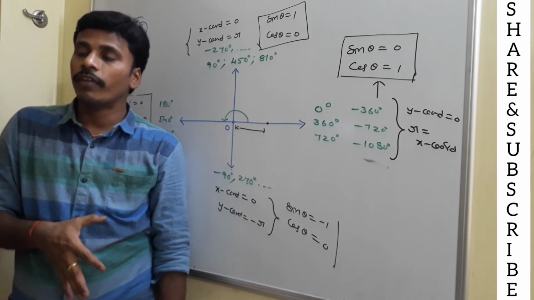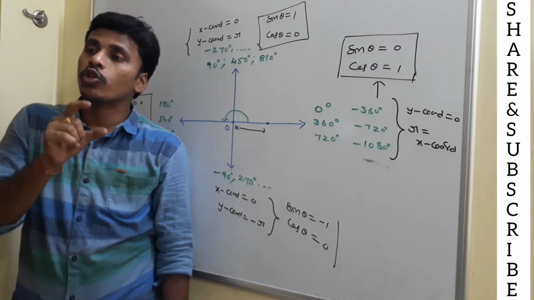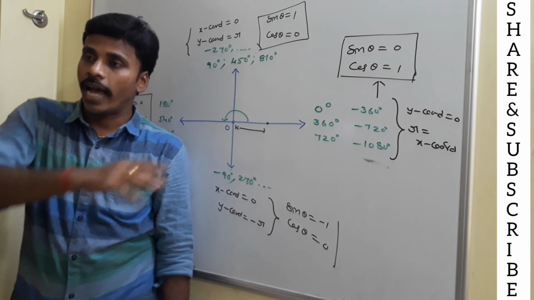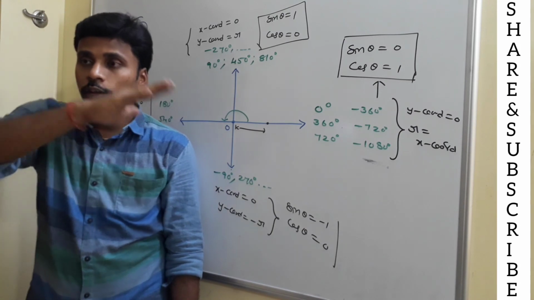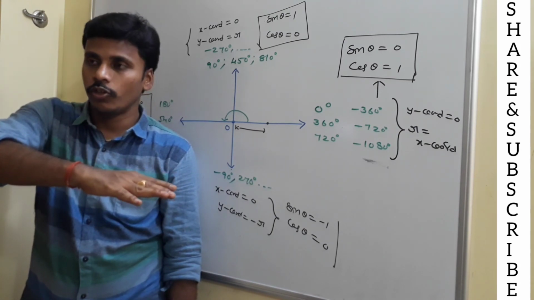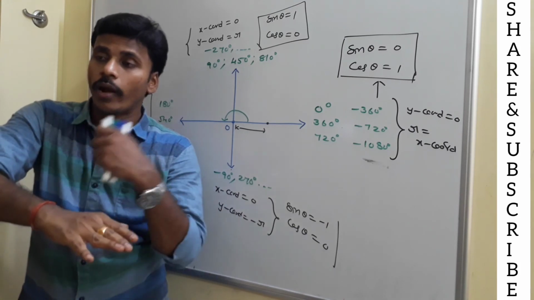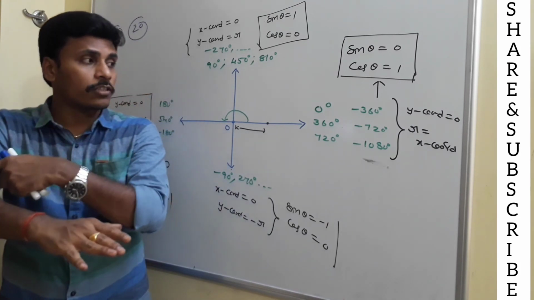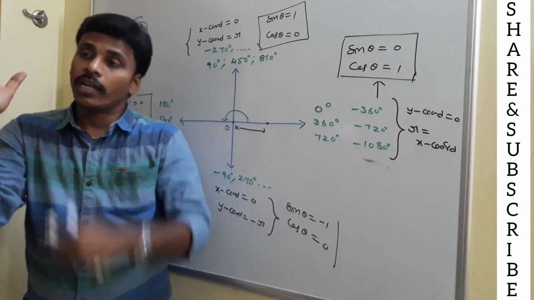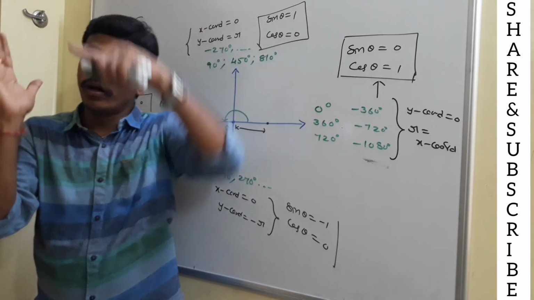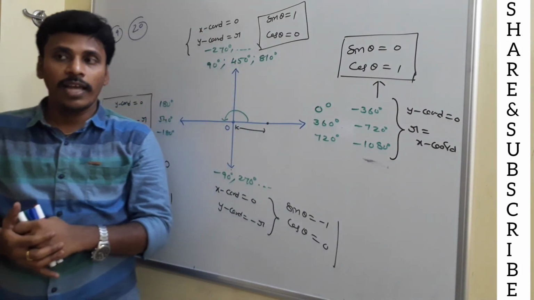You need to identify the ray that corresponds to the given angle. Which is that one? Either horizontal or vertical. If it is horizontal, sin theta is 0. If it is vertical, cos theta is 0. If it is horizontal, right side cos is 1, left side cos is minus 1. If it is vertical, upside sin is 1 and below sin is minus 1. Have a look at this.